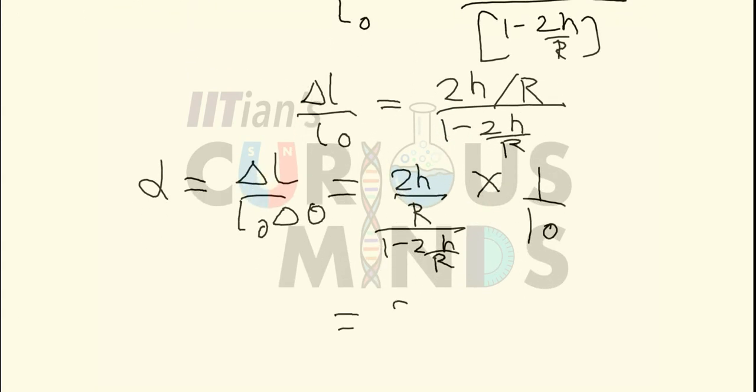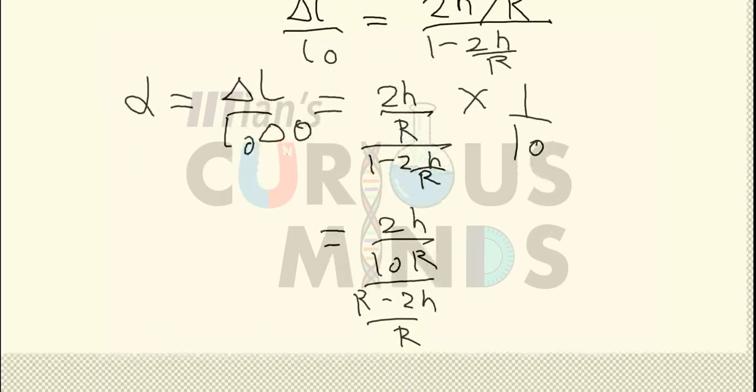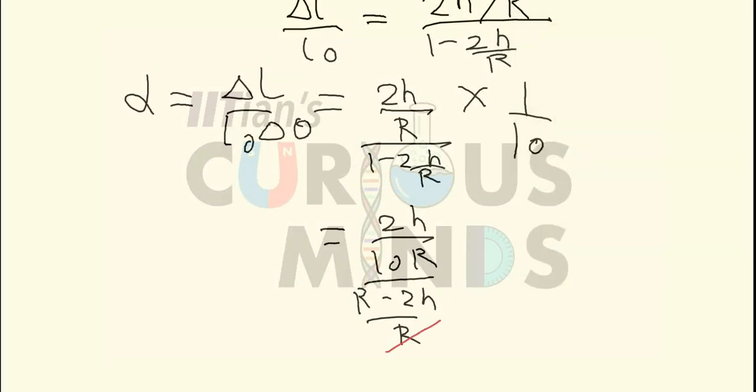So basically it will be equal to 2h divided by 10 times r minus 2h. The r and r will get cancelled out. It will give me the answer 2h divided by 10 times r minus 2h. This will be the alpha of the given rod of the pendulum.